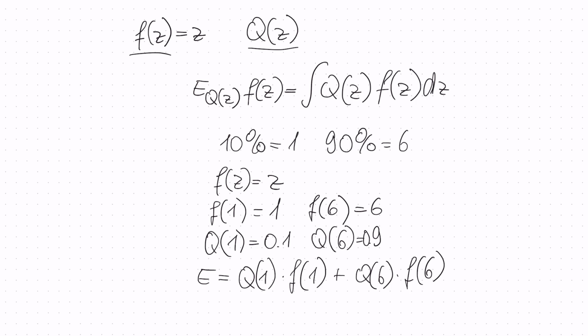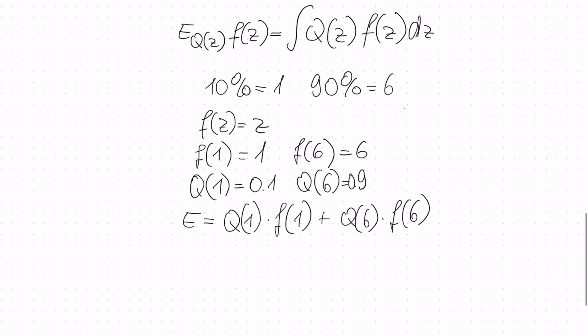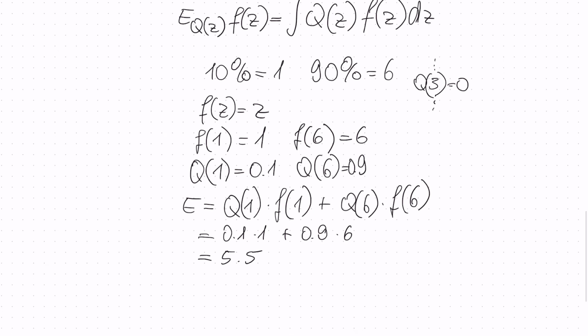And this is kind of implied that every other throw is 0. So in other words, for example, the probability to throw a 3 is 0, right? And then similarly for everything else. So if we plug in the values, we get 0.1 multiplied with 1 plus 0.9 multiplied with 6, which comes out as 5.5.